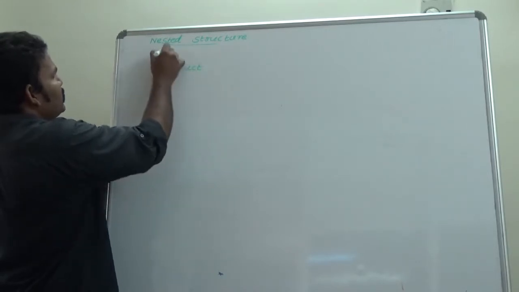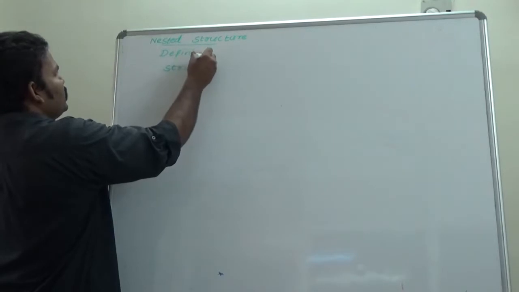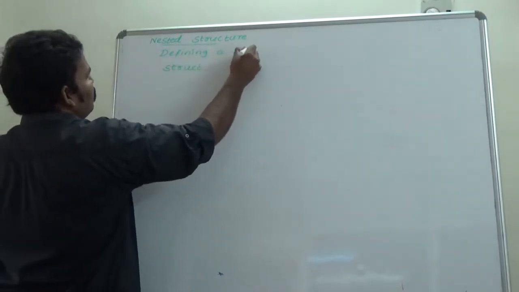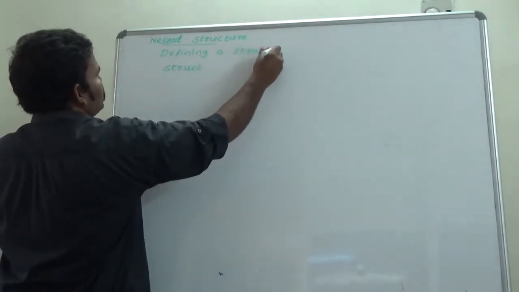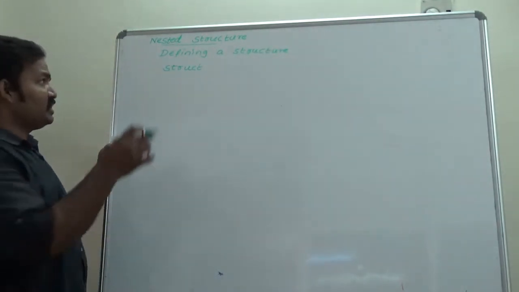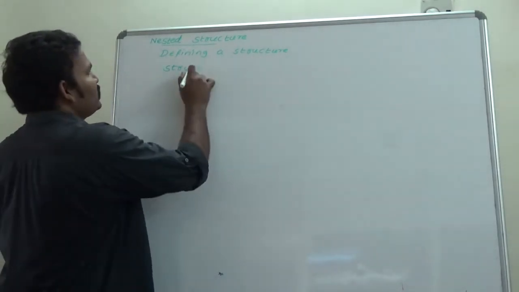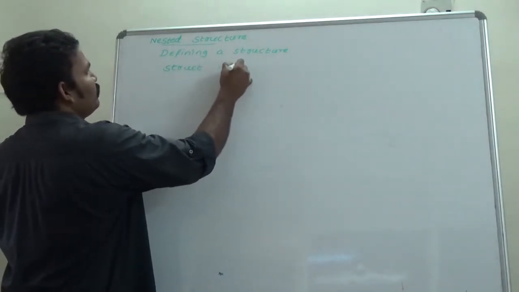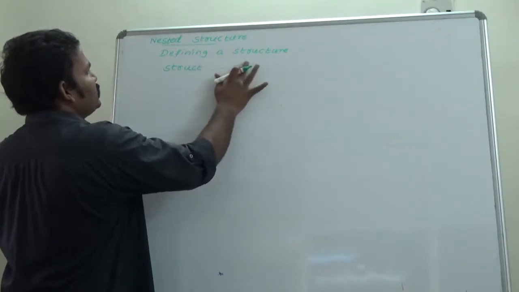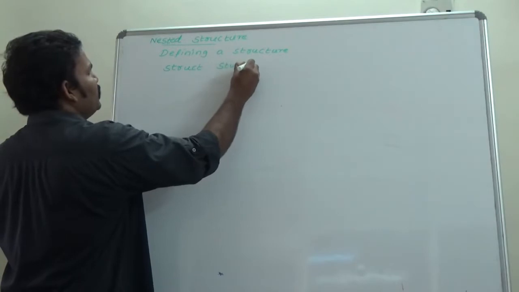So we know already the syntax for defining a structure. To define a structure, we have to use the struct keyword: struct space structure name. So here my structure name is student.